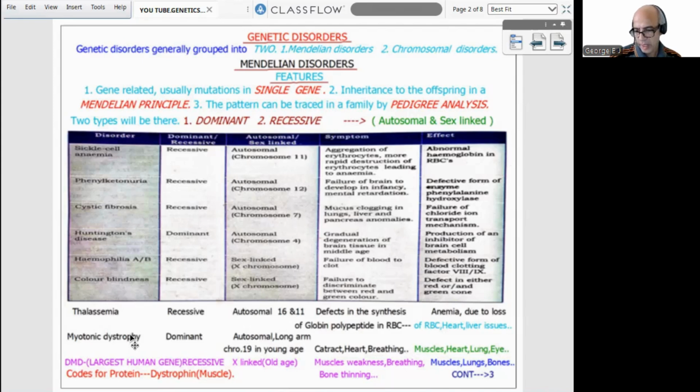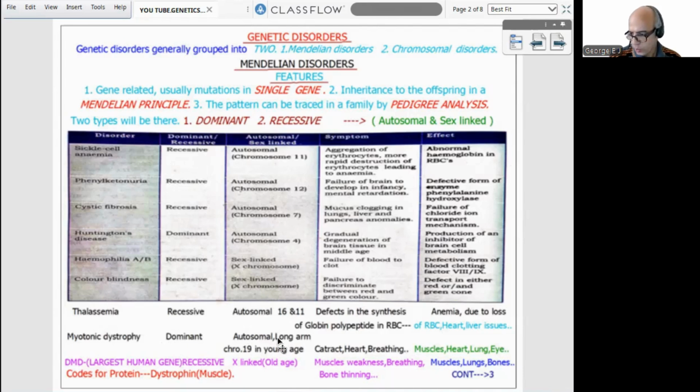After this table, I showed 3 diseases there: thalassemia, which is presently still in NCERT, then myotonic dystrophy, and DMD. DMD is the largest human gene. It is recessive, X-linked, old age. It codes for a protein, dystrophin, connected with the muscle. Myotonic dystrophy is also connected with the muscle, etc. Still, it is dominant.